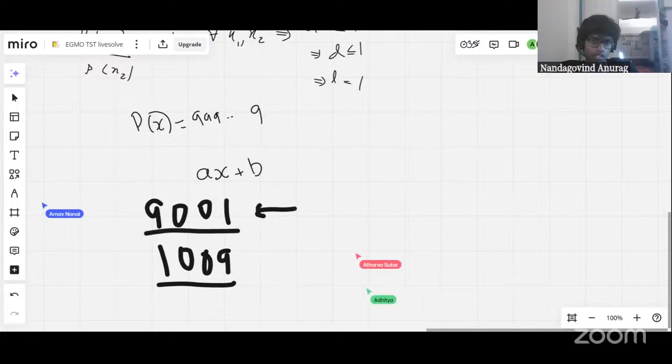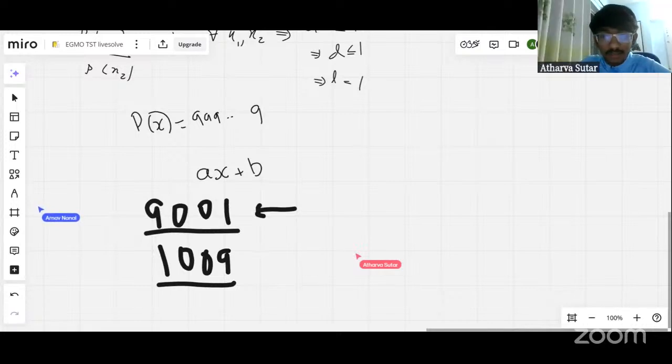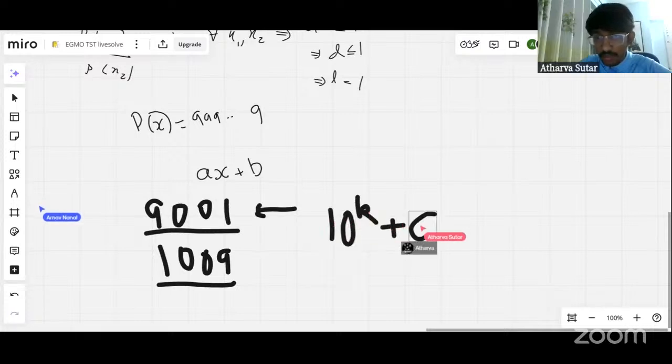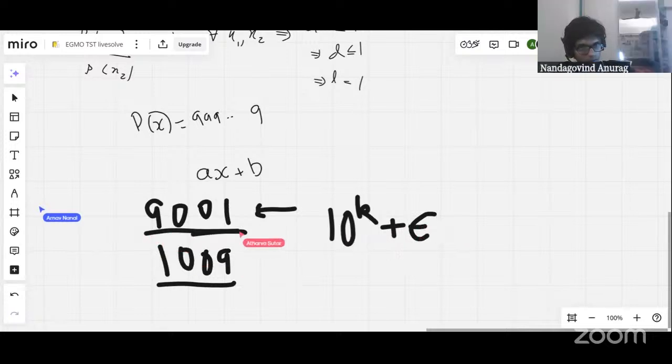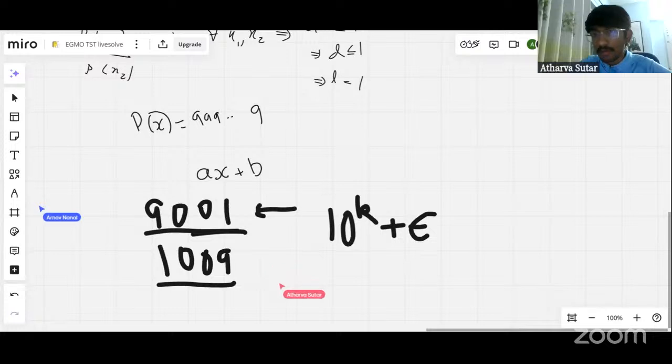But then all that tells you is that A has to start with 1. How do you argue for that? I think we can extend the argument by, I'm not sure exactly this works, but if you have something greater than 1, sorry, if you have 10 to the k plus some small number, by making numbers of this form, you can eventually prove that p of 9001 has more digits.